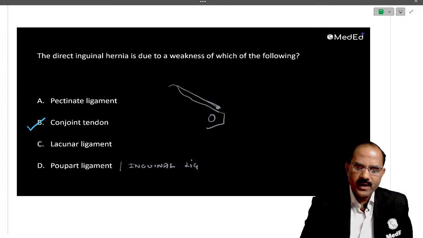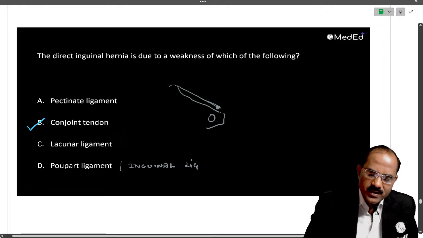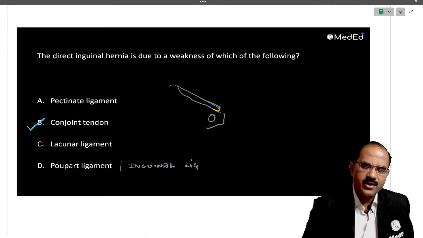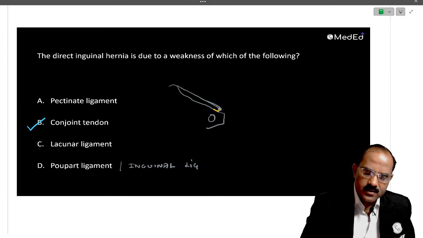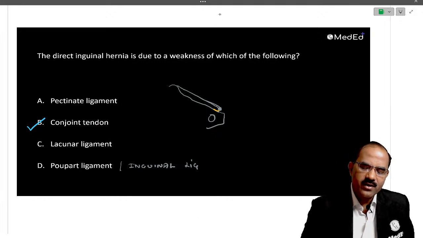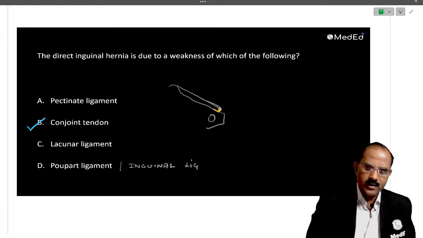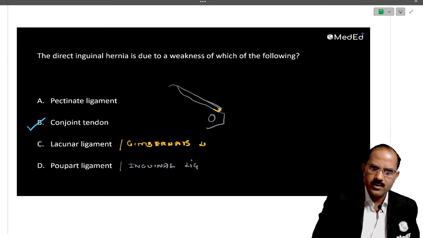Now this inguinal ligament is going to turn like this. What is this turn known as? From the anterior superior iliac spine, the inguinal ligament turns like this, and this turn is known as the lacunar ligament. This turning of the inguinal ligament is known as the lacunar ligament. The lacunar ligament is also known as Gimbernat's ligament. Just remember all this.